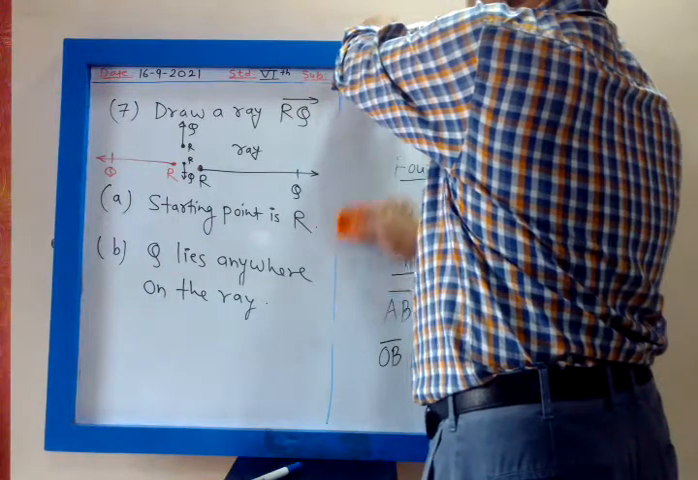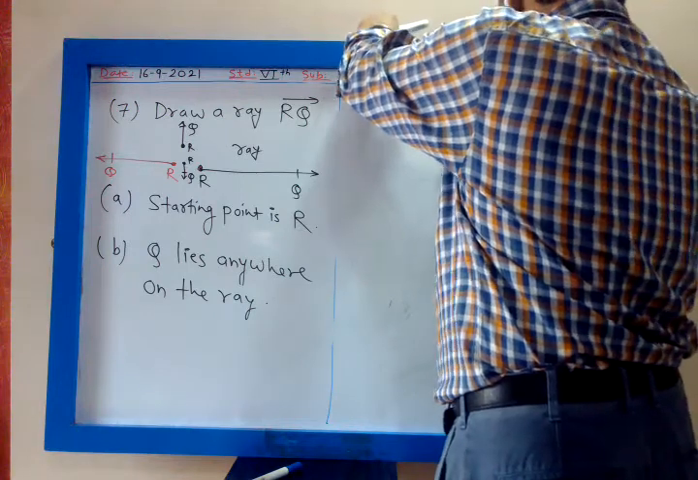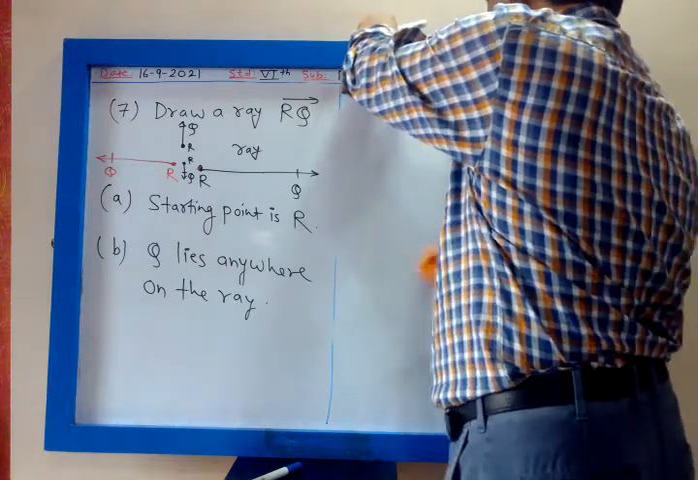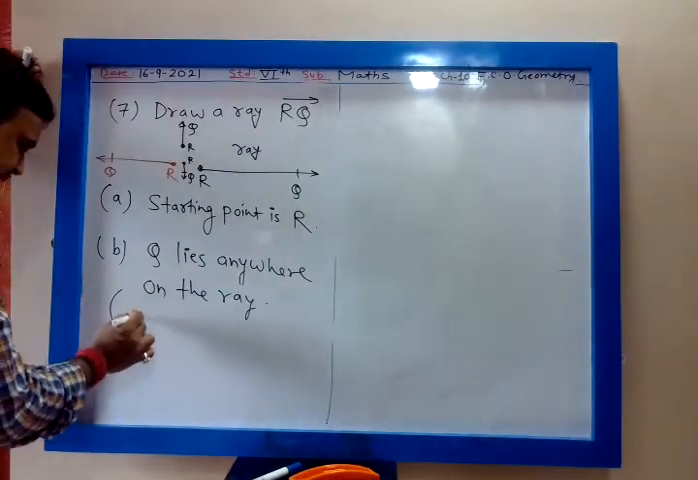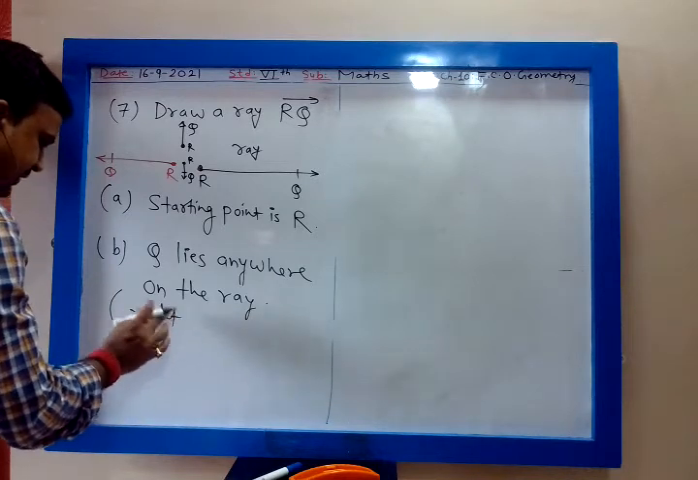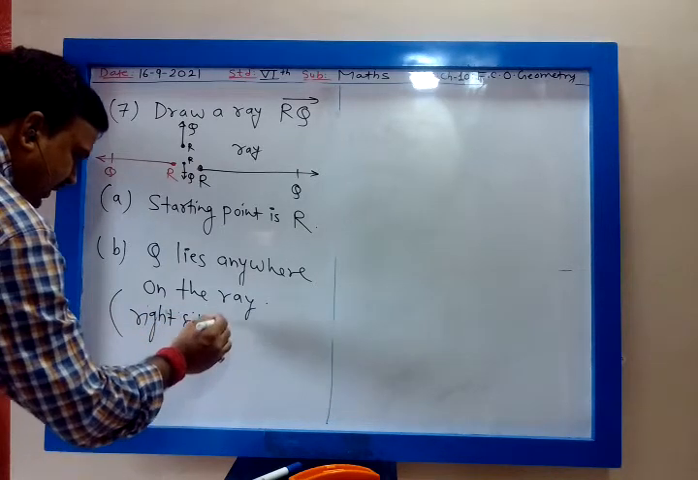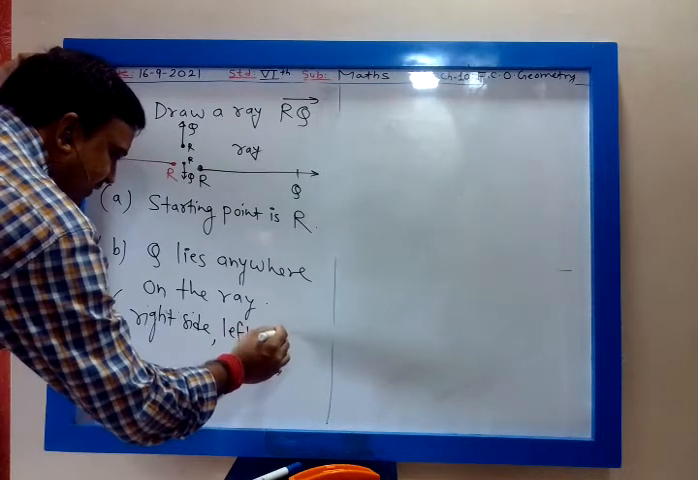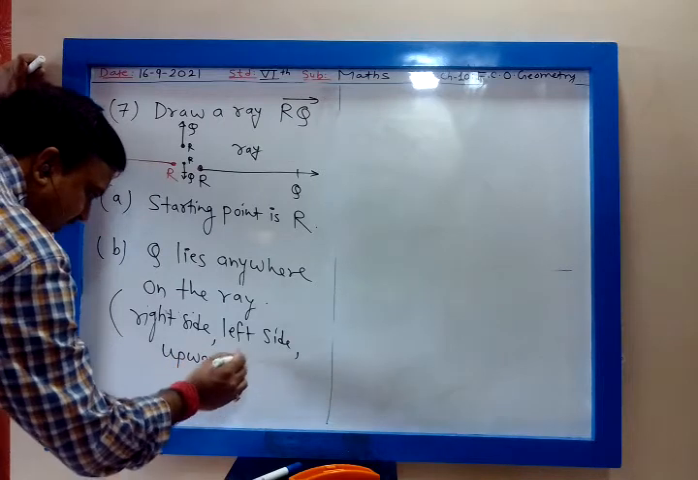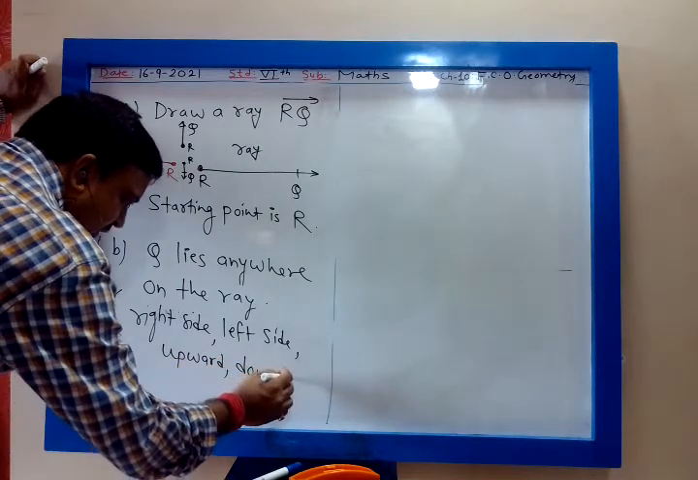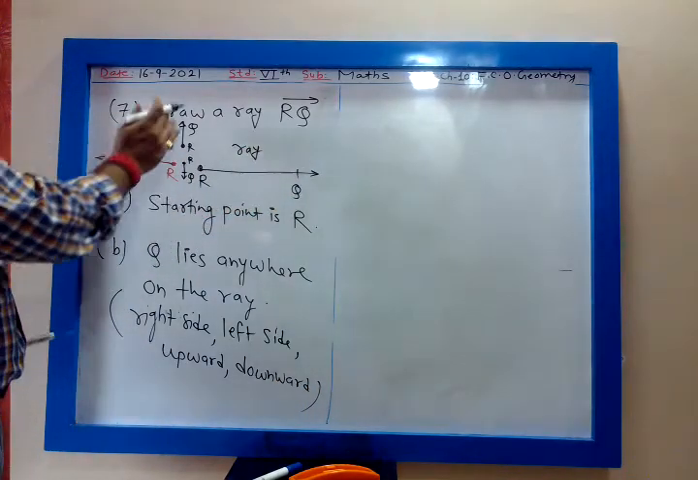Q lies anywhere on the ray. It can lie on the left side, right side, upward and downward, anywhere. So Q lies anywhere on the ray. You can write in the bracket: right side, left side, upward and downward. Q can lie anywhere on the ray.